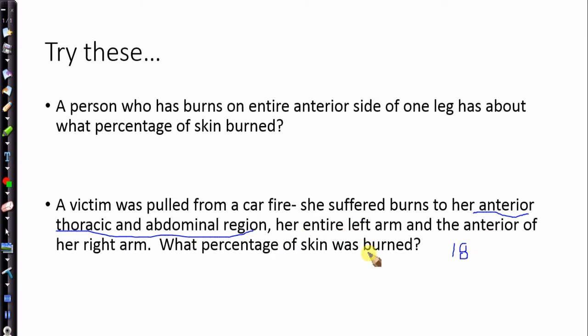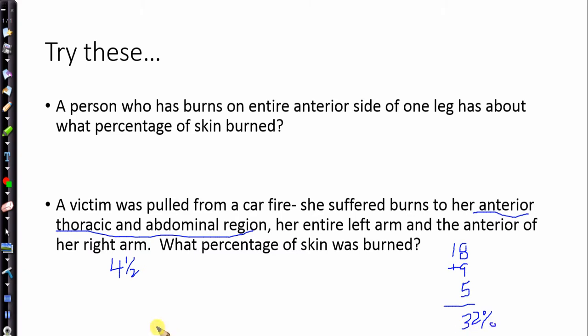Her entire left arm. Well, 4.5 for the front, 4.5 for the back. That's another 9%. And then the anterior of her right arm. So that's about 4.5%. So if we use roughly 5 just for an estimate here, then we are saying that roughly 32% of her skin surface area was burned, and that calculation, while it's rough, gives doctors something to work with.